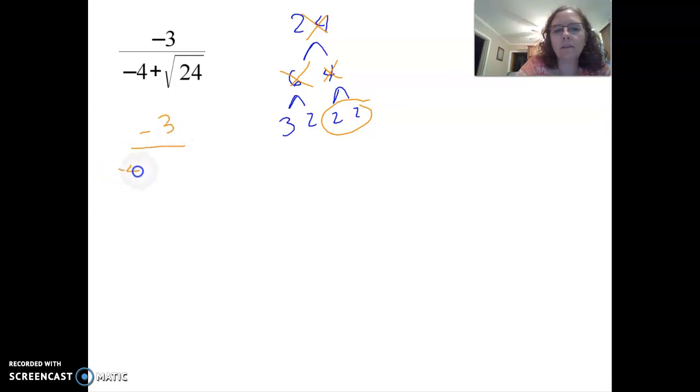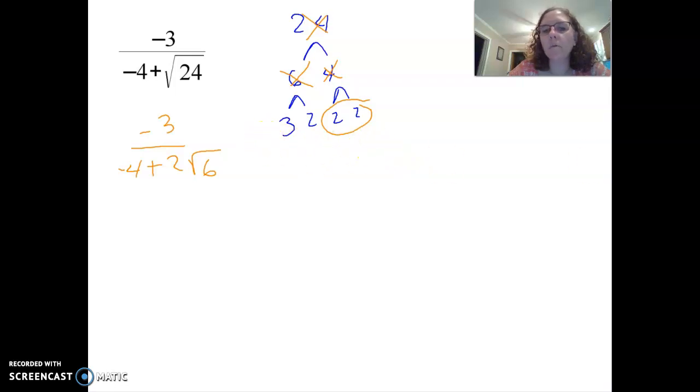Okay, the -3 doesn't change. The -4 doesn't change. The only thing that's going to change is the 24. The circled thing, you guys remember, the circled thing comes on the outside. And the things that are not circled multiply back together on the inside. 3 times 2 is 6. Okay, so now we are ready to multiply.